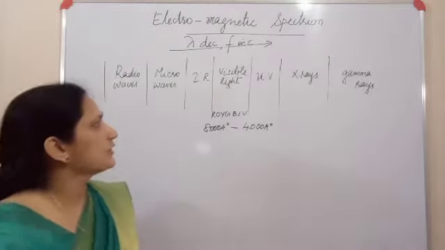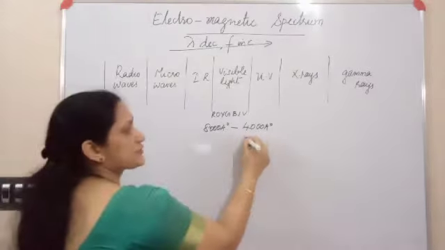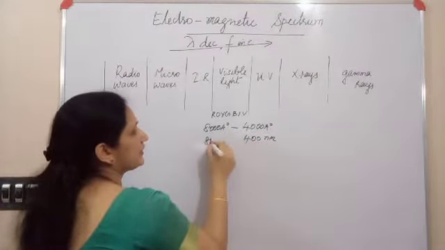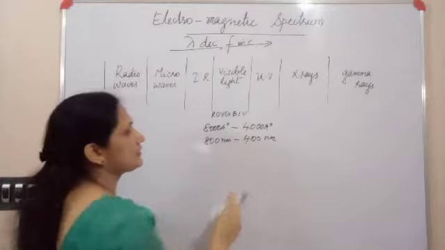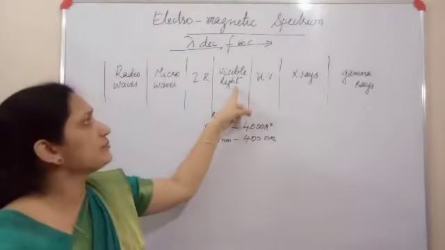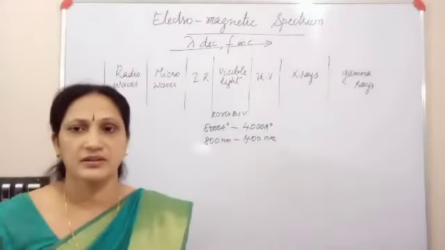In nanometers, it is 400 nanometer to 800 nanometer. This is the wavelength range in nanometer units. Then why is the name given as visible light?